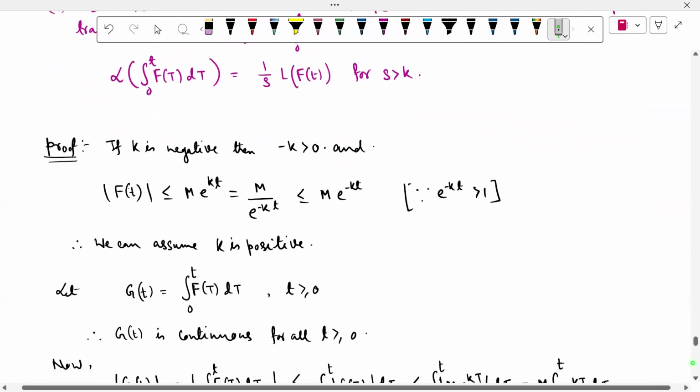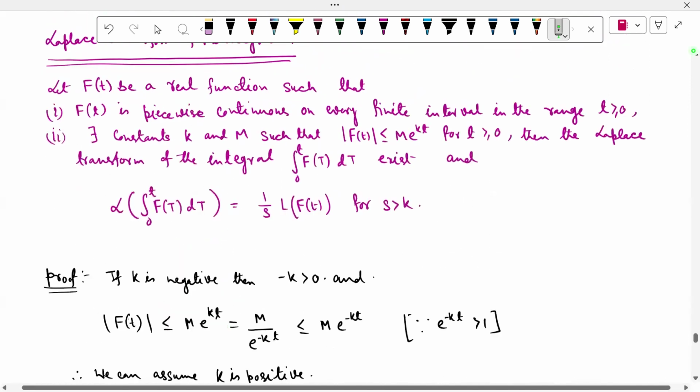So if k is negative, then minus k is positive. In that case, we can write mod of f(t) is less than or equal to M e to the power kt. This is given in the condition. So k can be any constant, positive or negative, but if it is negative, then we can convert it to a positive by the following argument.